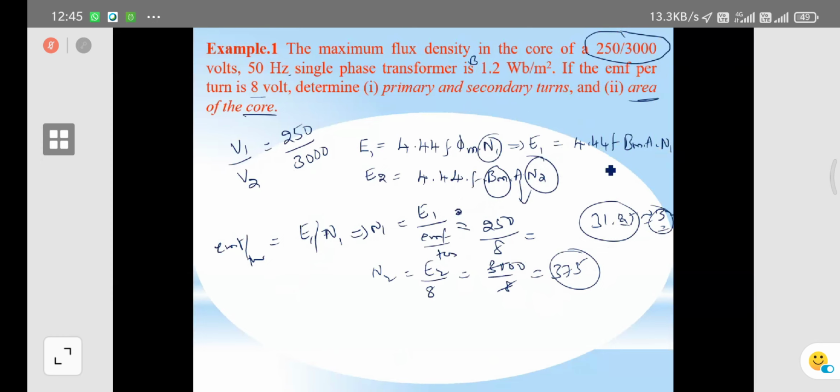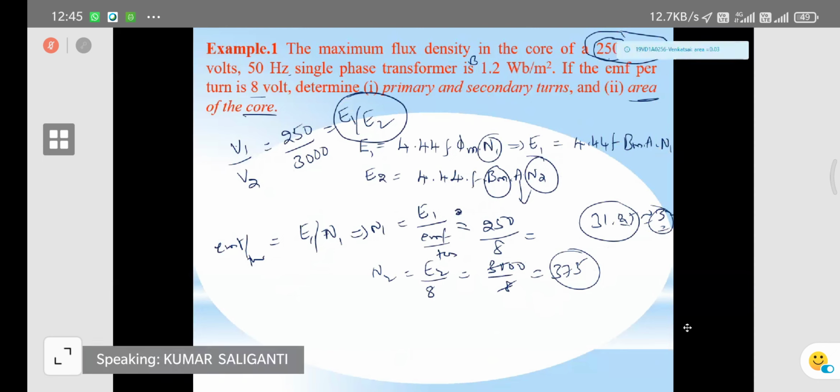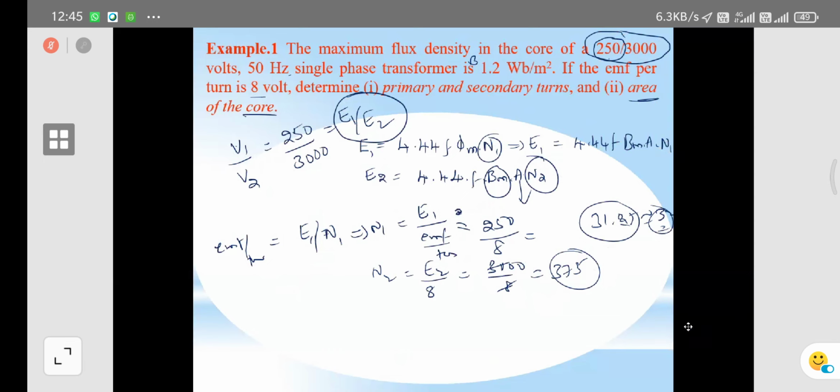You just have to remember, you have 250 turns on primary. So you have to take V1 by V2, and you also have to take E1 by E2. That point you have to remember. When V1 and V2 are given, for the problem you have to take E1 by E2. So the area is 0.03. Okay, very good. The area is 0.03. Very good, Venkat Sai.